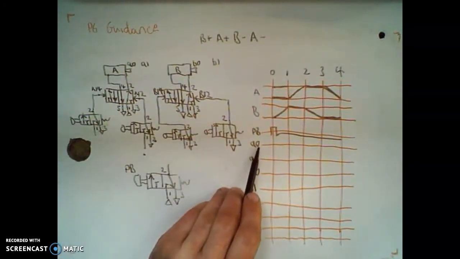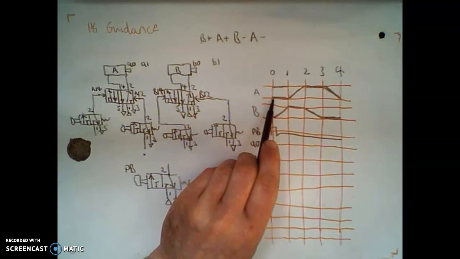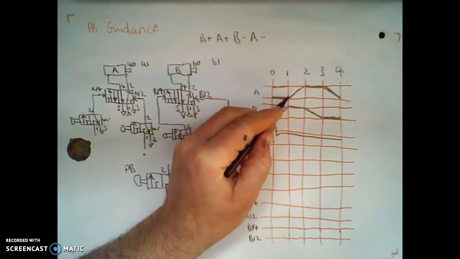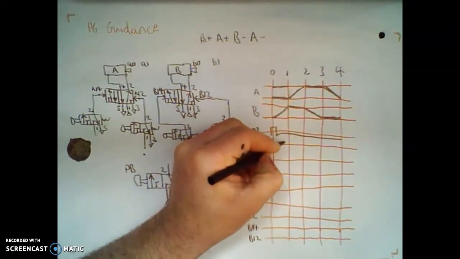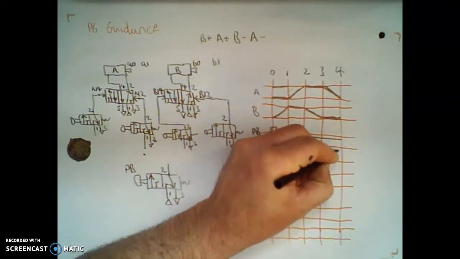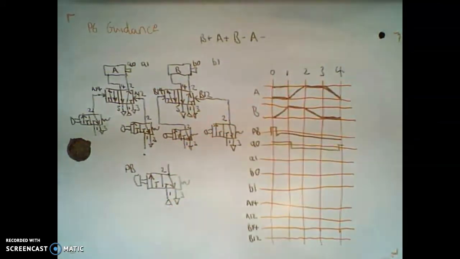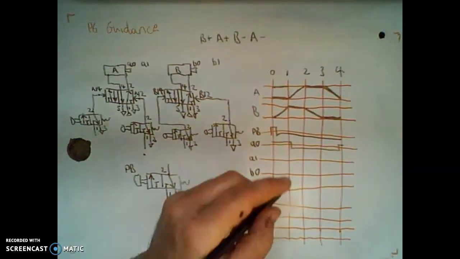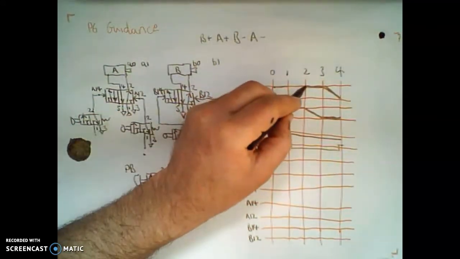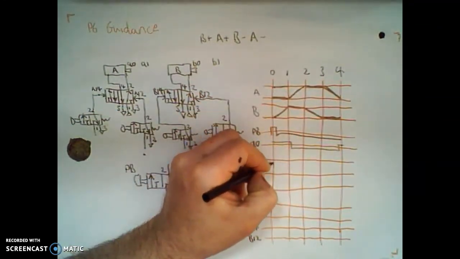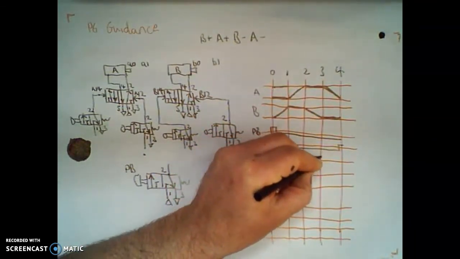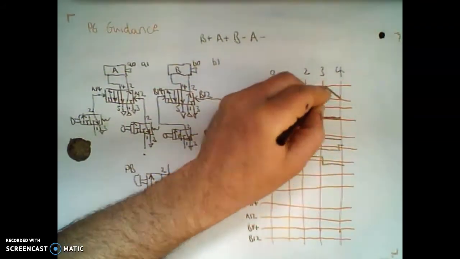A0 is going to be high at the start, and it's going to stay high until it starts to roll away here. So it's going to go high, down low, and it's not going to go high again until the cylinder comes back to the lower position. Switch A1 is going to go high here whenever cylinder A gets fully out. So it'll start low, go high here, stay high to there, and go low again as the cylinder moves back in again.